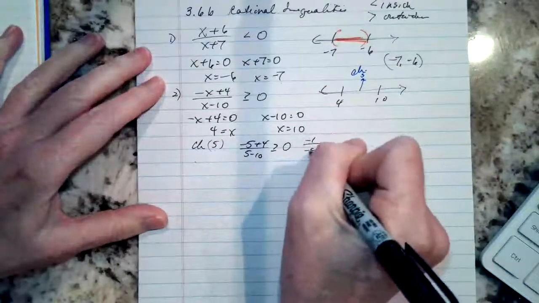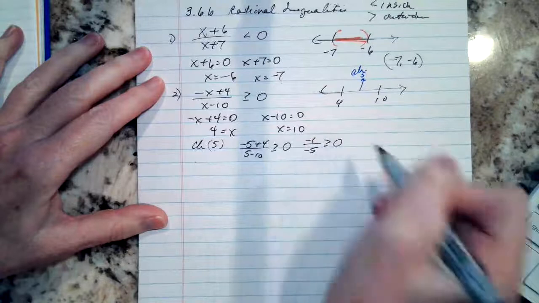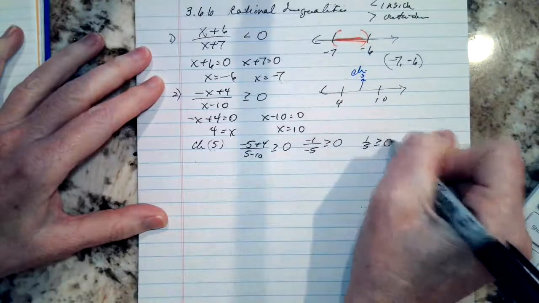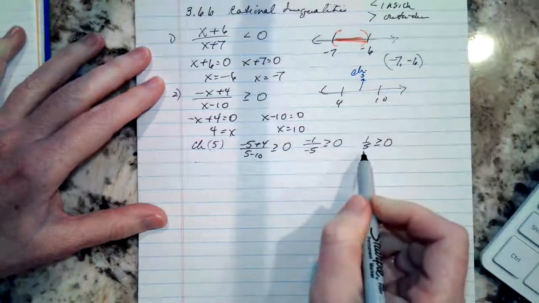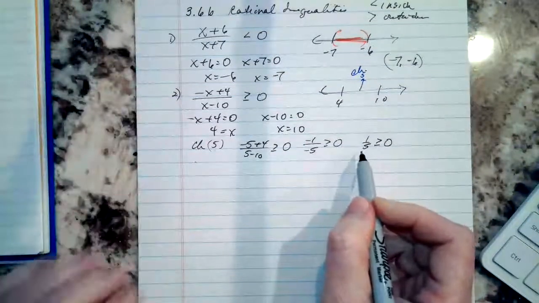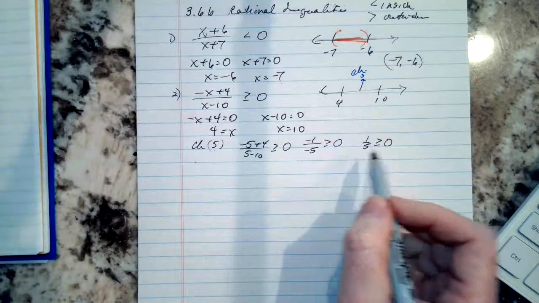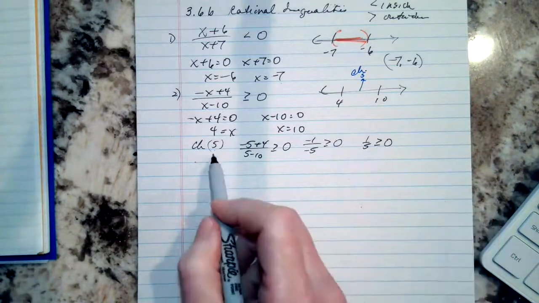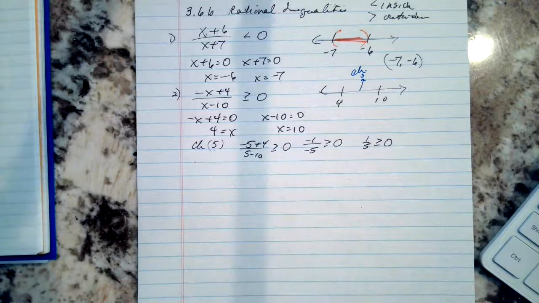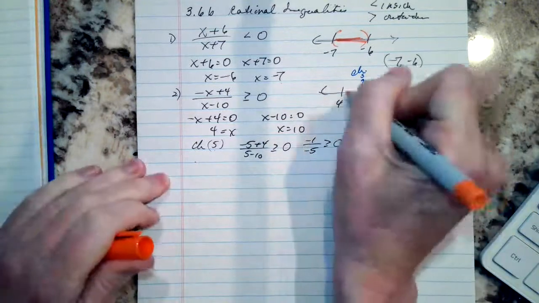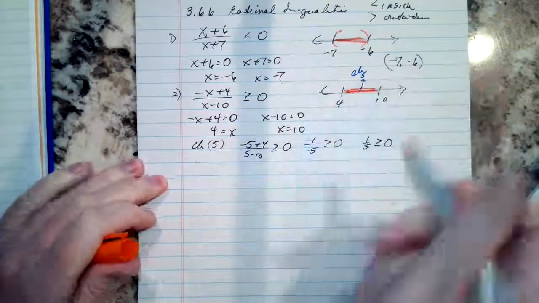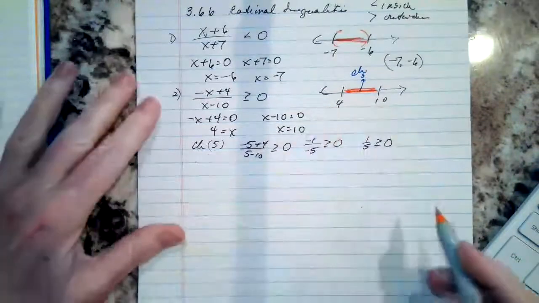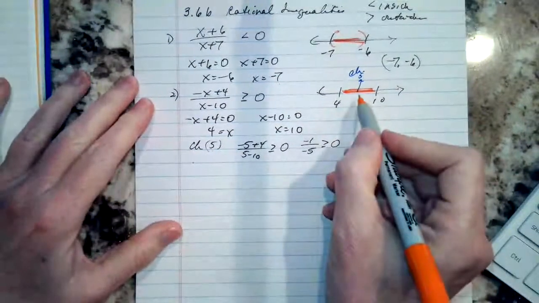So I get a -1 over -5 has got to be greater than or equal to 0. So I get a positive 1/5. And positive 1/5, that's a positive number, really only matters if it's positive or negative, is greater than or equal to 0. Yeah, that is right. So my checked number worked. That means he's part of the answer along with all of his little buddies there in the interval between 4 and 10. So that's the first trick.